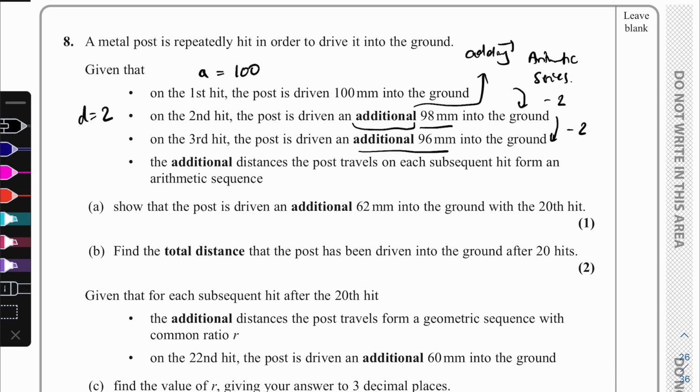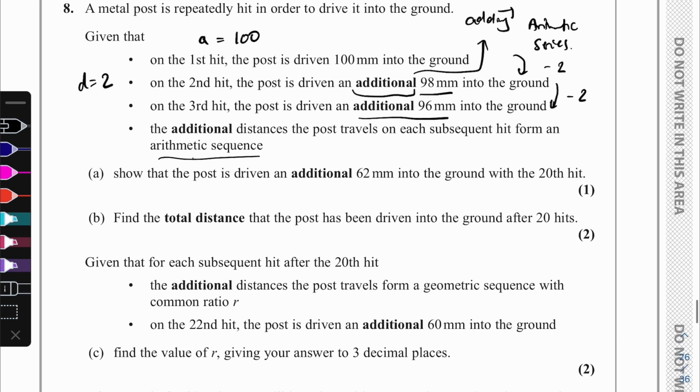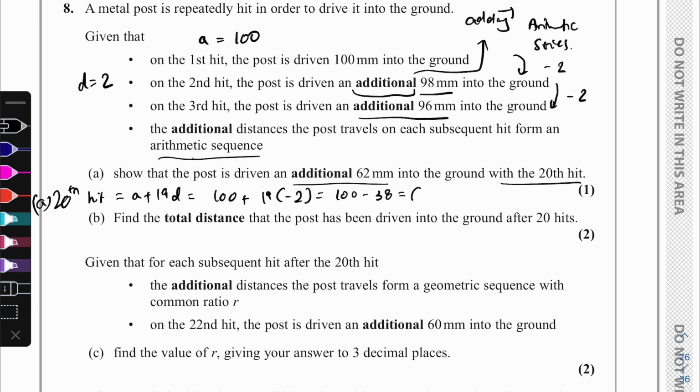That's good. So it says additional sequences, subsequent hits form an arithmetic sequence. They tell us anyways. So show that the post is driven an additional 62 millimeters into the ground with the 20th hit. 20th hit is what? This is part A. It is equal to a plus 19d. This is 100 plus 19 times negative 2, and that is 100 take away 38. This is equal to 62. This is our 1 mark for B1.